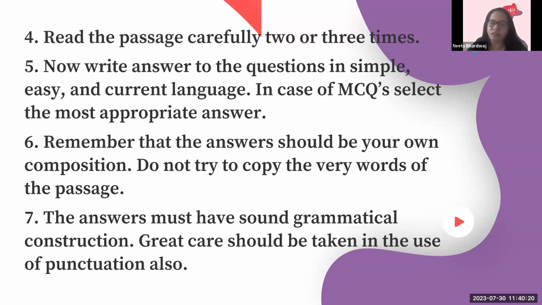What happens when there are MCQs? Now, when there are MCQs, you might think, okay, A also looks to be correct and B is also looking correct. Now, what to do? So, always go for an appropriate answer, which is the most suitable answer. What do you understand by appropriate answer? Most suitable answer. So, whichever is the suitable answer in the passage, you need to go ahead with that.